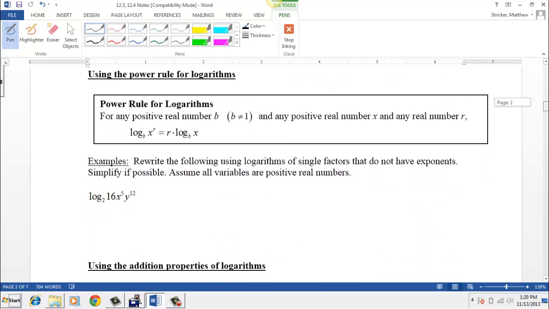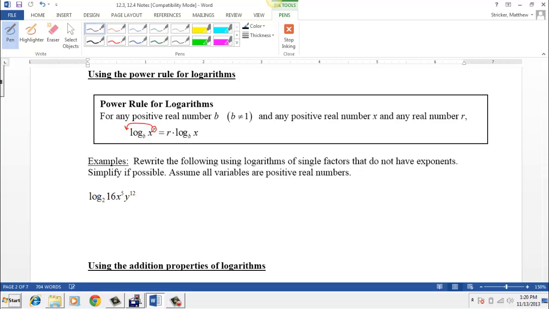Another property is the power rule. And what the power rule allows us to do is that when we have an exponent on our argument, so instead of just log of x, we have log of x raised to some power, what we can do by this property is take the power, the exponent r, and multiply it on the front. And that's what we see here on the other side of the equal sign. We see the power r times the log of x.